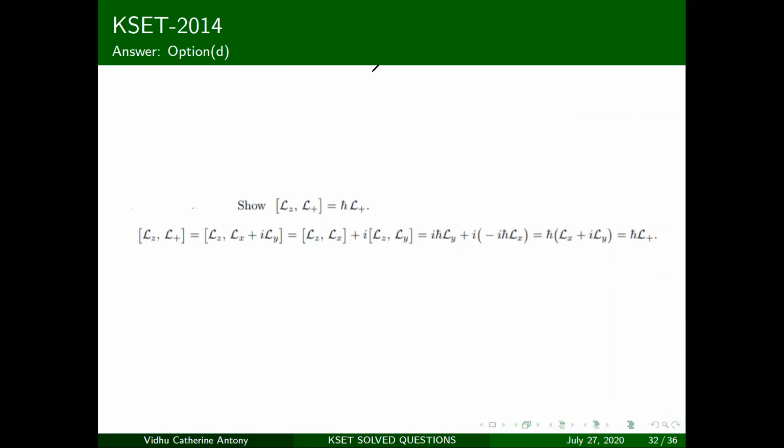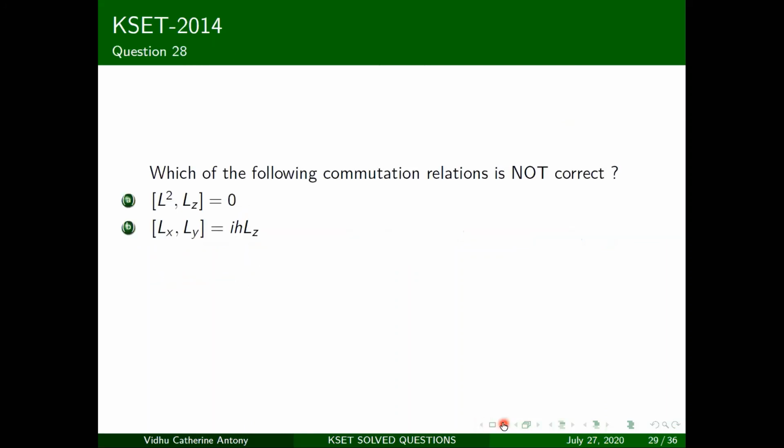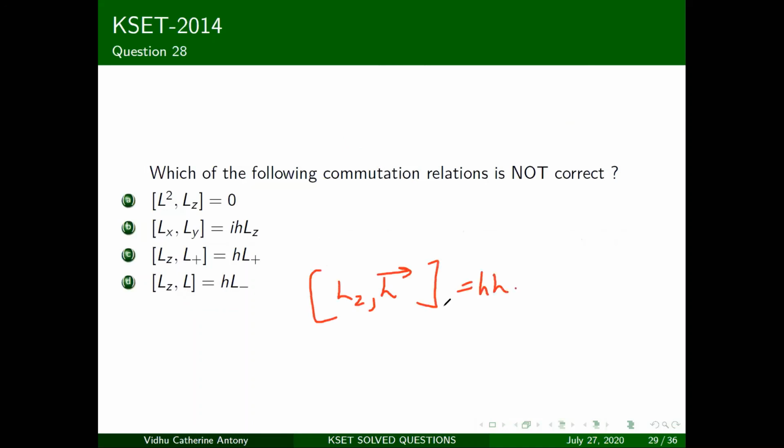Because there they've given this vector here and you can't really operate things like that. They've just given this L, and I'm assuming it's an L vector. So you can't really operate it like that. So this is wrong. So which of the following is not correct? It's supposed to be option D.